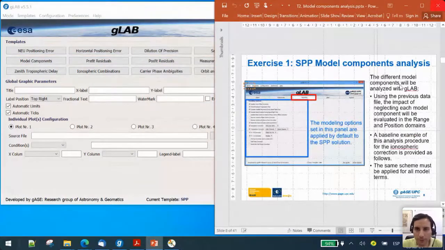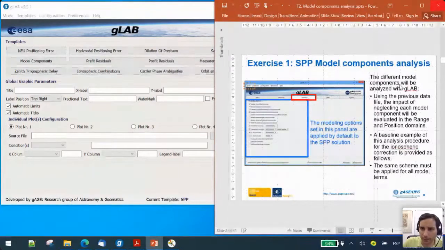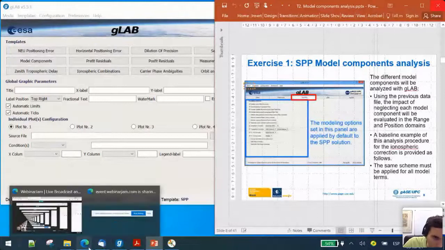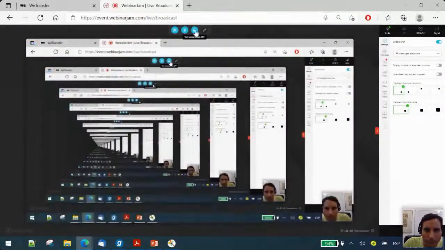Okay, so let's do the exercise. I hope now, well, let me check if we have some questions. I turn the screen share off for a moment so I can read the chat.